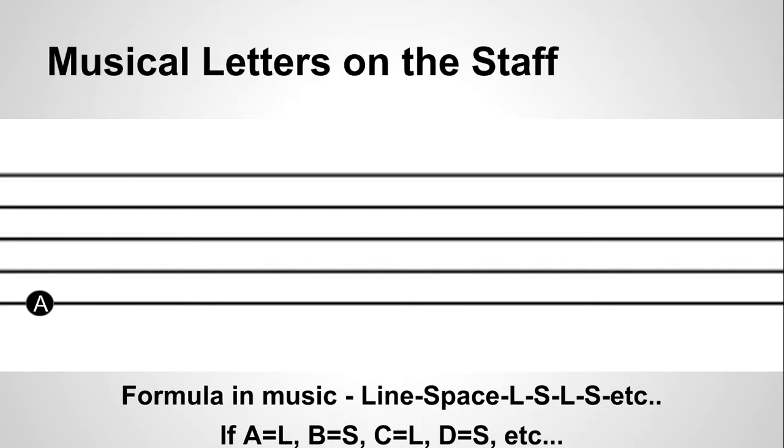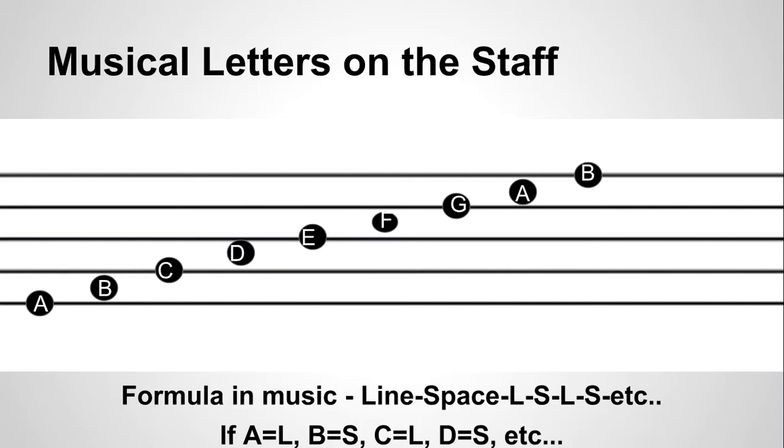Right here, if I said that this note on this line down here at the bottom of the staff was an A, what would the next space be? It would be a B. Then we would go C, D, E. See how I'm alternating with lines and spaces. This line is E, so the next space is F. And the next line is G. Next space is A, and keep going.